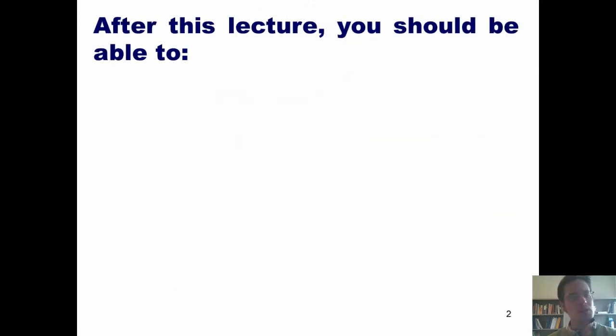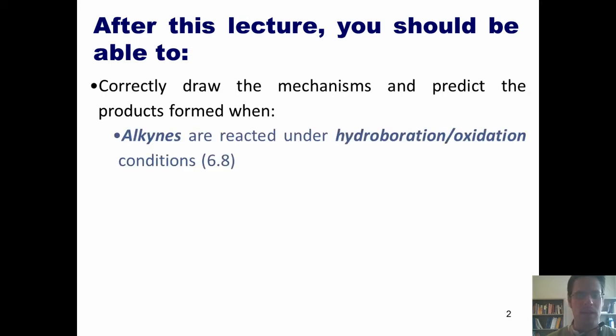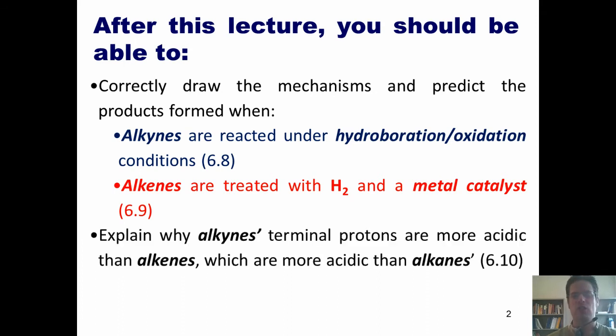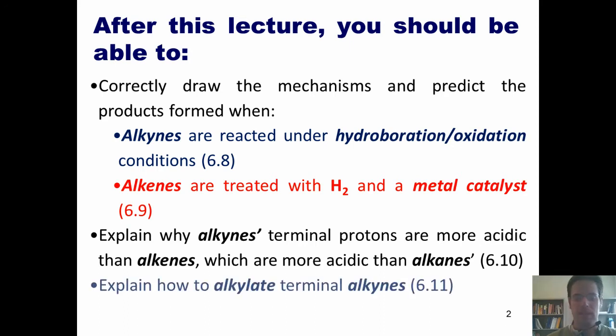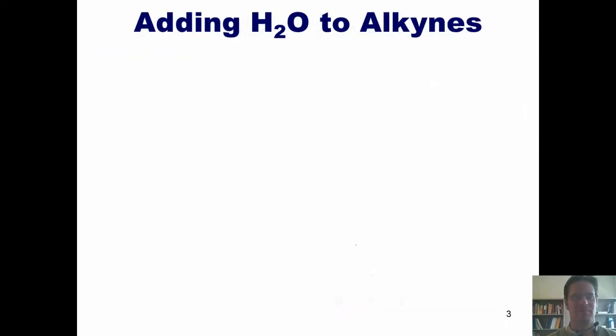Following this lecture, you should be able to correctly draw the mechanisms and predict the products formed when alkynes are reacted under hydroboration oxidation conditions, and when alkynes are treated with H2, hydrogen gas, and a metal catalyst. You should also be able to explain why alkynes' terminal protons are more acidic than alkenes, which are more acidic than alkanes, explain how to alkylate terminal alkynes, and design simple syntheses using alkynes. With that said, let's go ahead and get started with our very first reaction, adding H2O to alkynes.